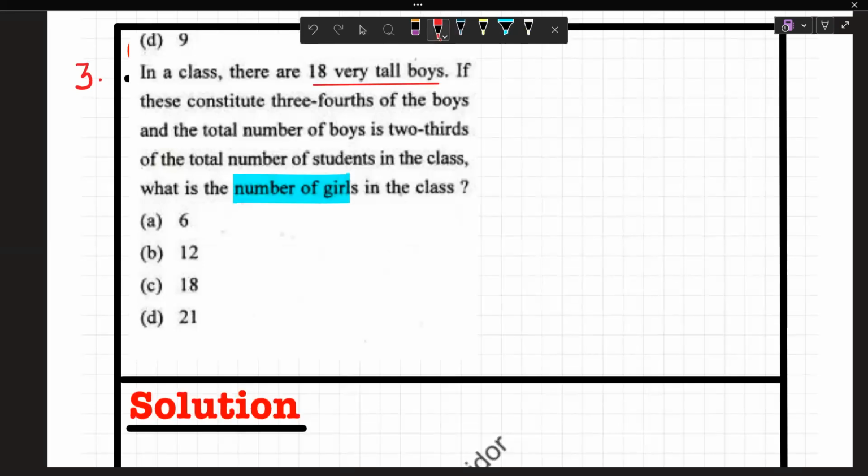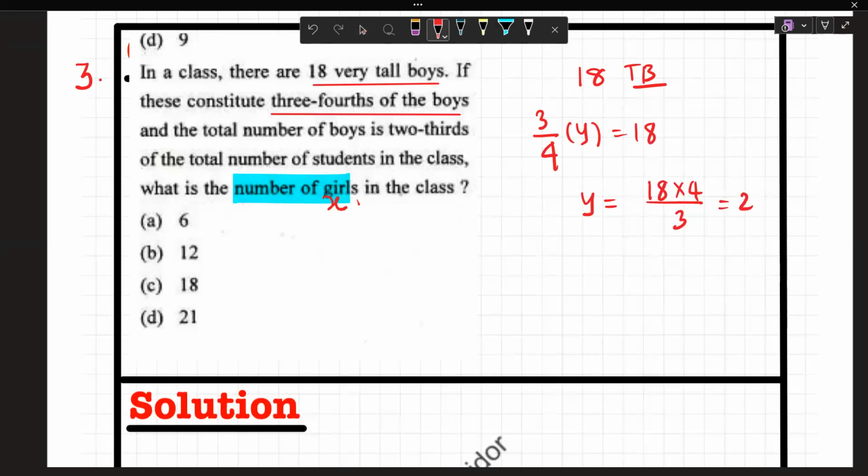When the number of girls has been asked, let it be X. Clear? Now there are 18 very tall boys. If these constitute 3/4 of the boys, that means 3/4 of Y, the total number of boys. Sorry, X is the number of girls that I have taken. Let it be 3/4 of Y equals 18. So can I obtain Y? Y will be 18 into 4, that is 72, divided by 3, which will be 24. Clear? So the total number of boys now here is 24.